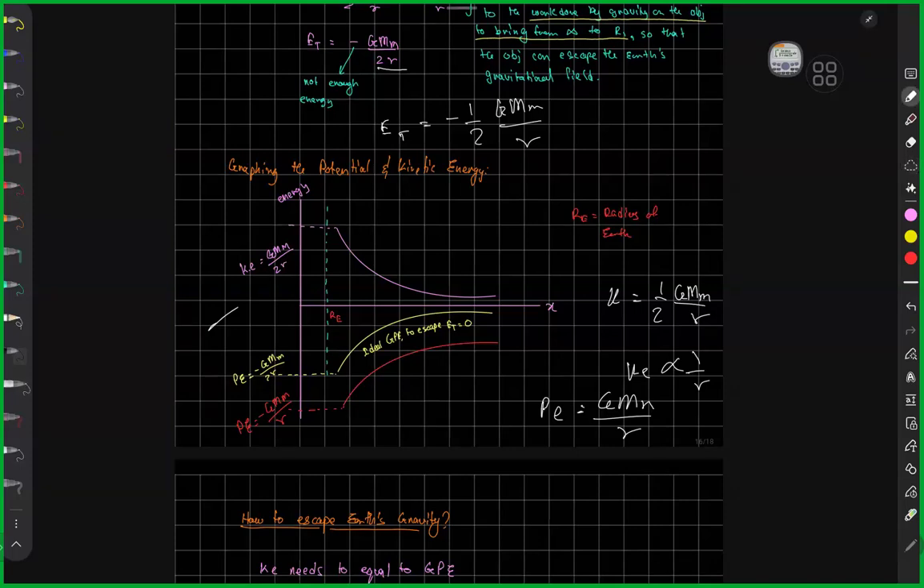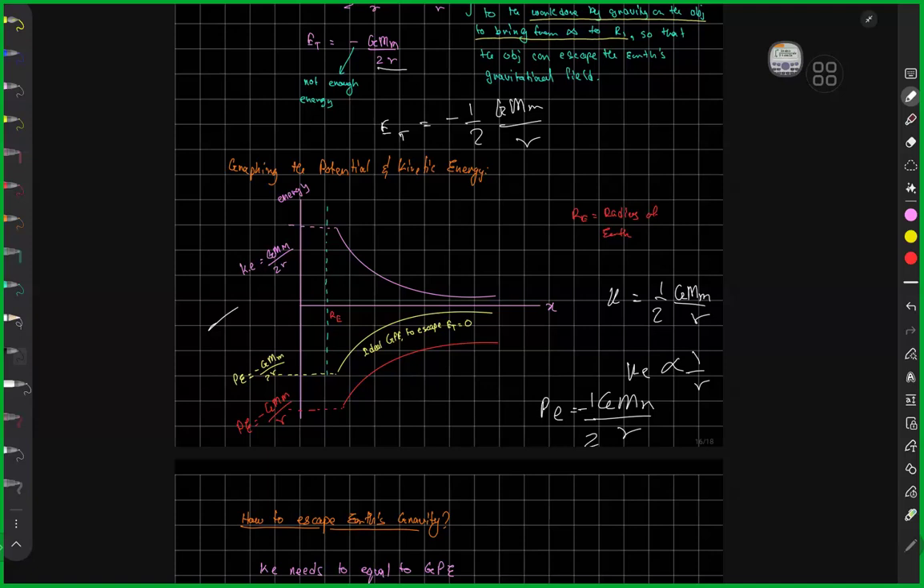Now, what would be the ideal potential energy for the satellite to escape? The yellow one. If my gravitational potential energy was negative half of GMm by r, yes, then the total energy on the object would be zero. And that means the object is at infinity. Zero energy. What did we discuss today towards the beginning? If the object is at infinity, zero energy on the object, that means the object is free. So if somehow you can make the total energy zero, then the object will be free.